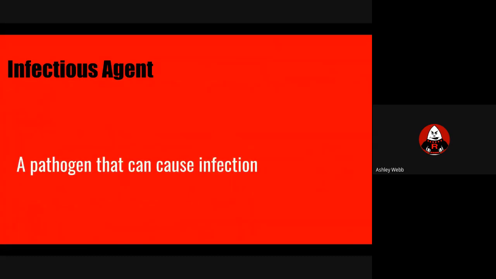Infectious agent is just simply a pathogen that can cause infection. So any pathogen that comes into your body and causes infection is an infectious agent.